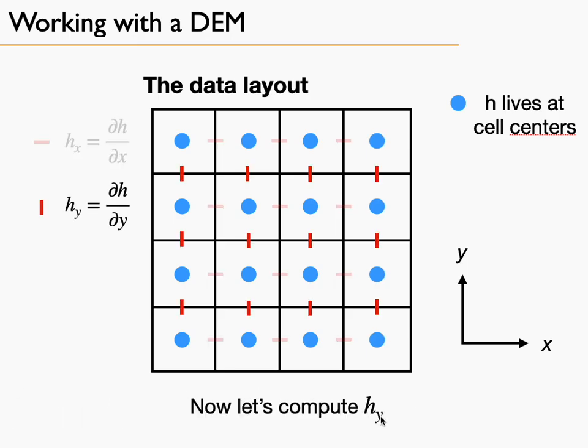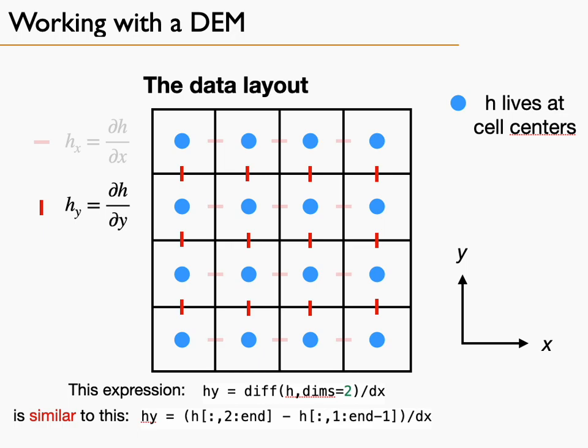Now we do it for the y component. For the y component, we have now these vertical red bars. They are located in between the blue dots in the y direction. We have this expression, diff h comma dims equal 2 divided by dy, which is similar to this expression, hy is equal to h colon comma 2 to end minus h colon comma 1 to n minus 1.